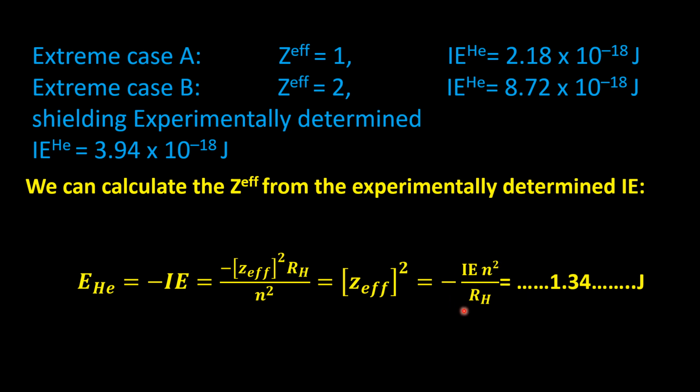So when we plug in the numbers, we get the value of effective charge for the helium atom as 1.34. As it is between these two extreme cases, that is between 1 and 2, it is 1.34. So the effective charge of the helium atom is 1.34, which is the experimentally determined value.